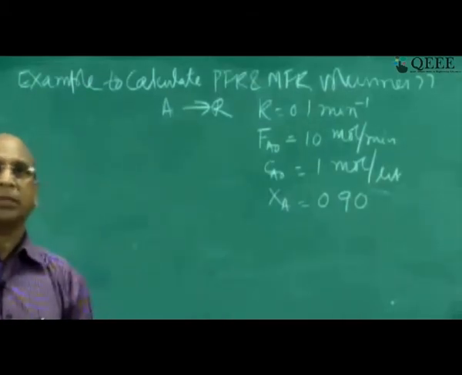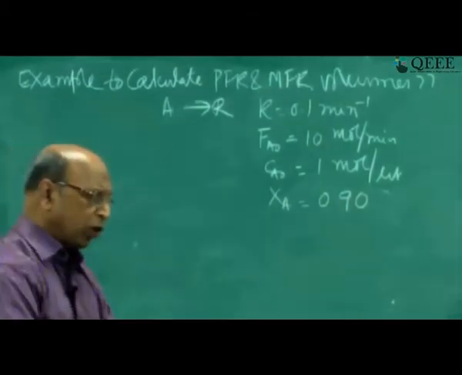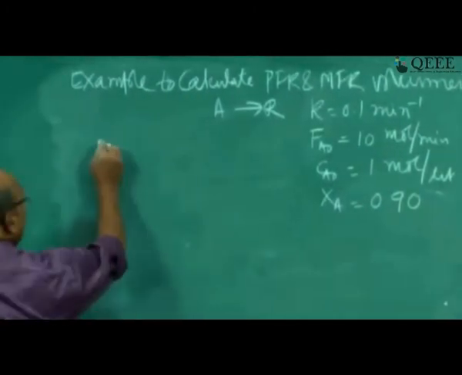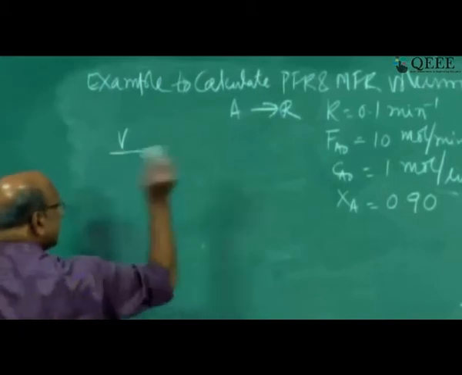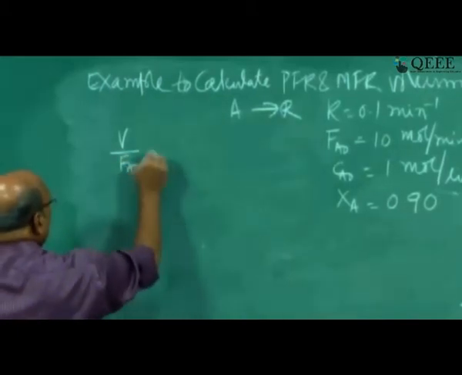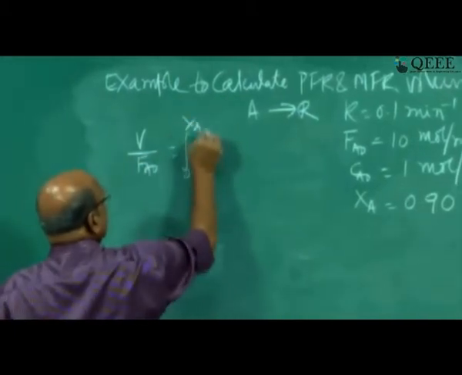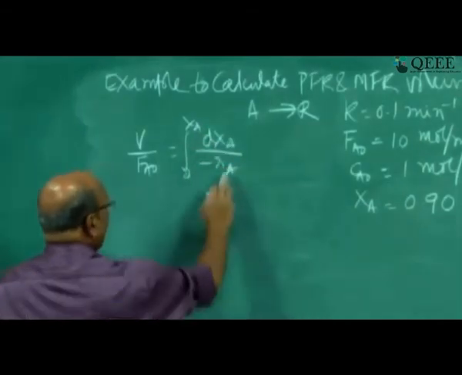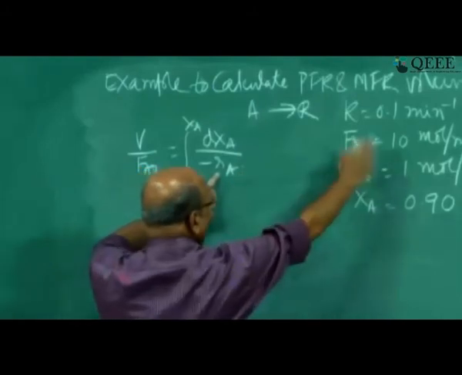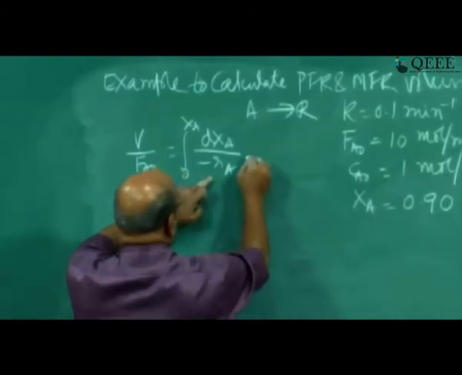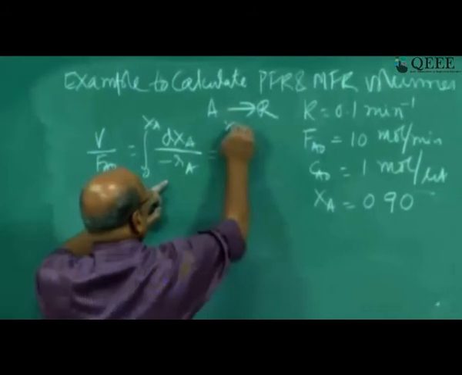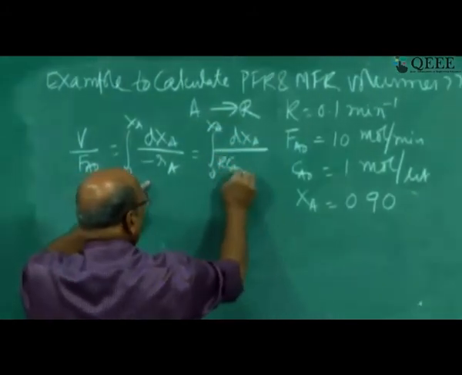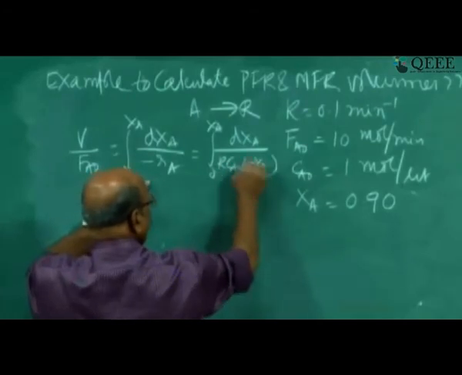0.9 is the conversion. Now, how do we calculate the volumes? First, let us do it for plug flow. You know that for plug flow, the design expression is, these are ideal reactors we are talking about, V by Fa0 equal to integral from 0 to Xa of dXa by minus Ra, where this is a first order reaction, constant density. All that gives me, this is nothing but integral from 0 to Xa of dXa by K Ca0 into (1 minus Xa).